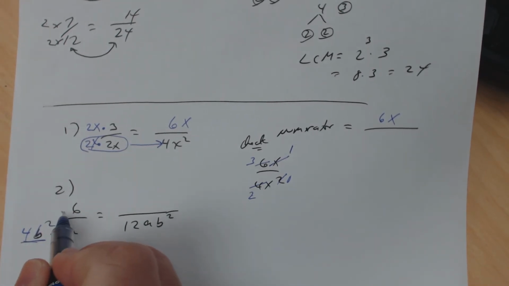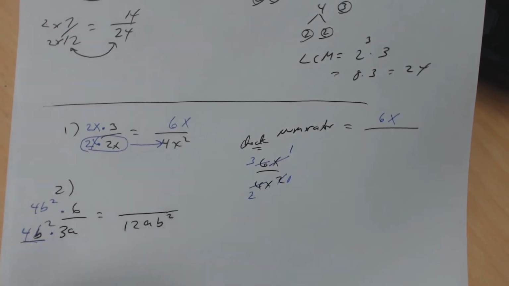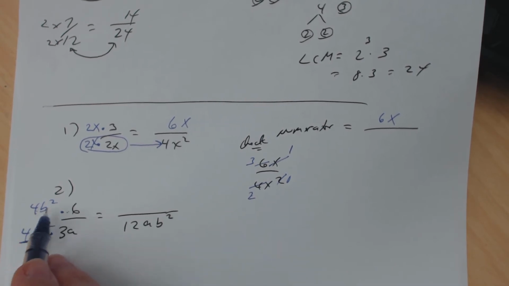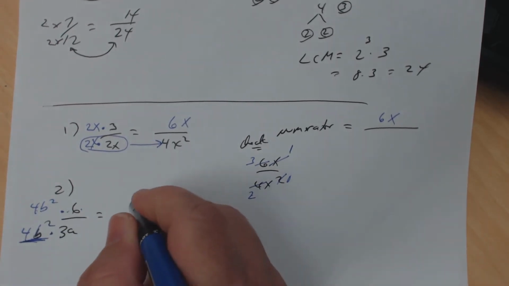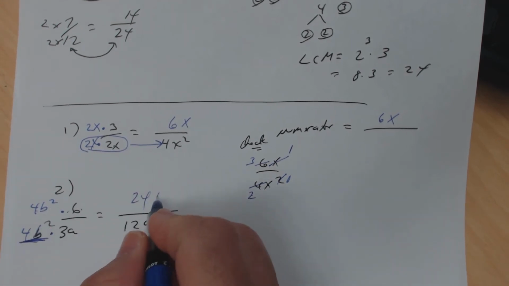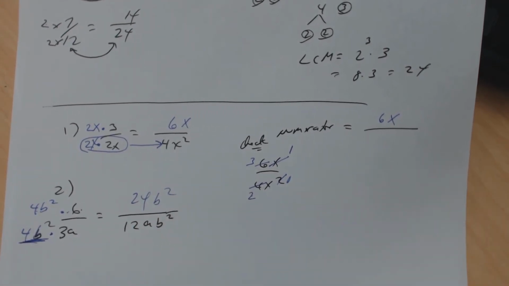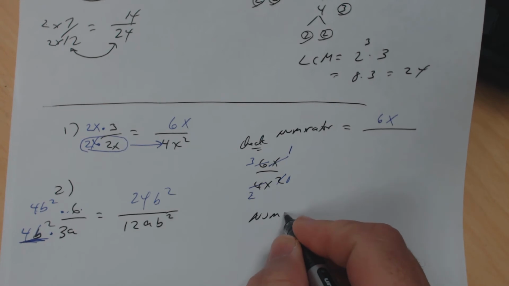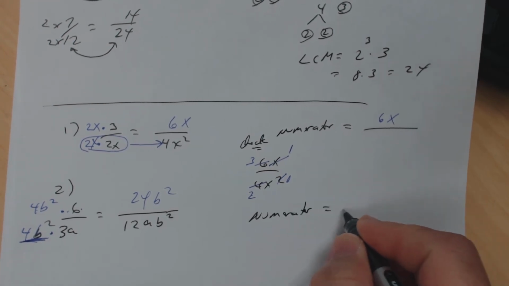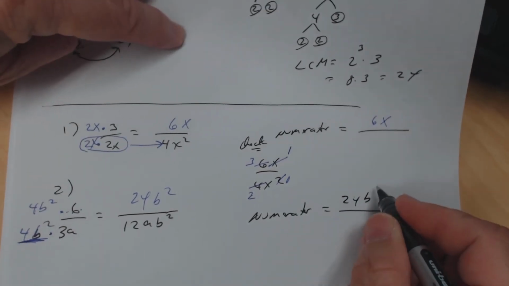But what I do to the denominator, I need to do to the numerator. Okay, so see the thing I have underlined? You may need to underline it if you need to. 4b squared. So multiply the numerator by 4b squared. 4 times 6 is 24, so I get 24, and then b squared. So that's my numerator. So the numerator needs to be 24b squared.